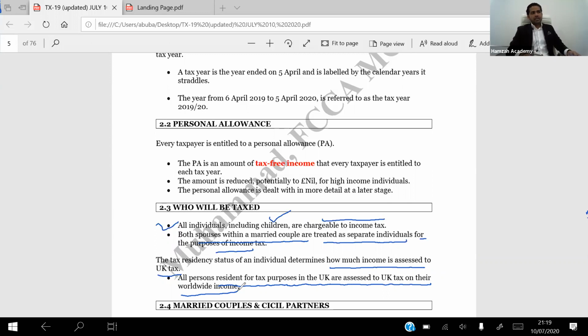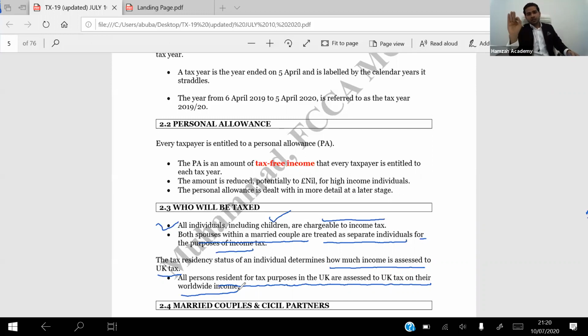If a person lives in the UK, and he has a company in Dubai also, and he is receiving dividends from that company, he will be paying tax on those dividends. It doesn't mean that only the income which is actually derived within the UK is chargeable for tax. No.